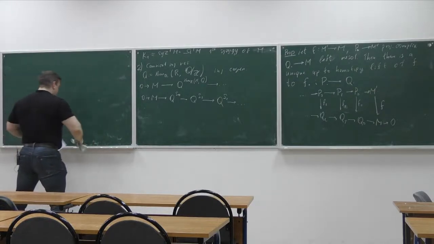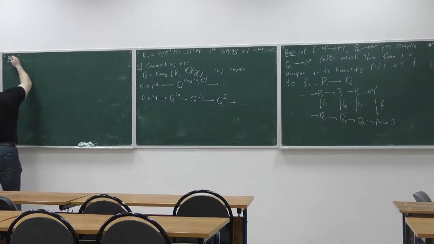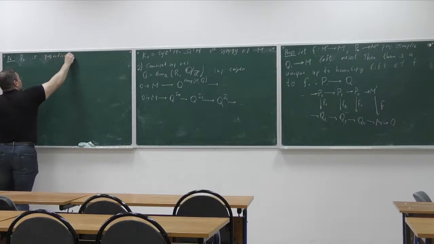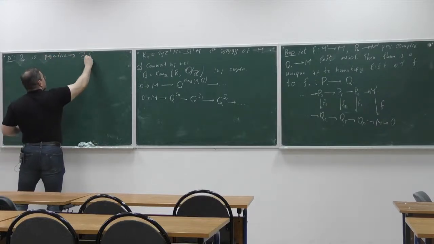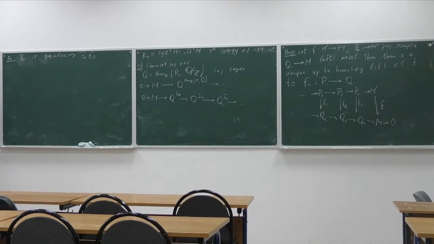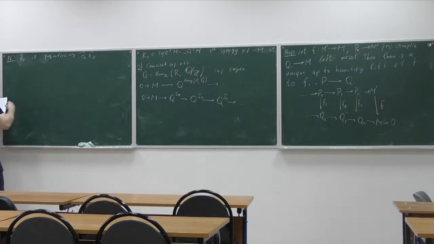So that was an easy observation. Let me say that P0 is projective. This implies that there is F0 such that the first square is commutative. Now I want to show that there are all such Fn's. So the proof is by induction.